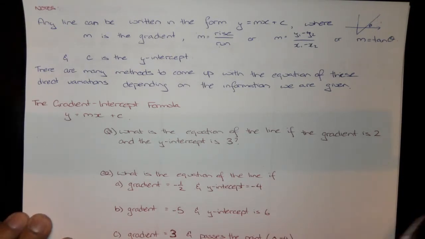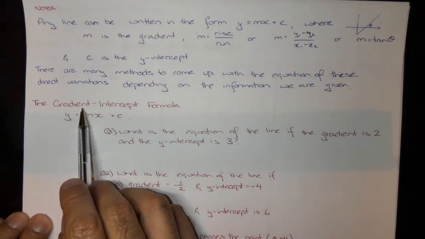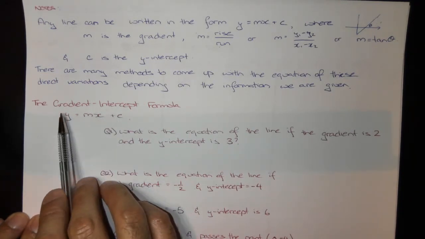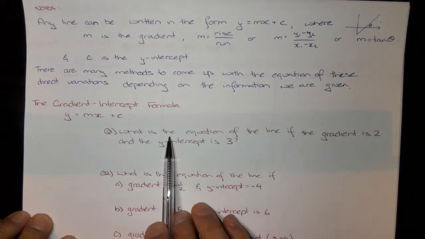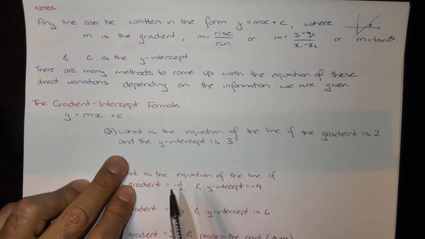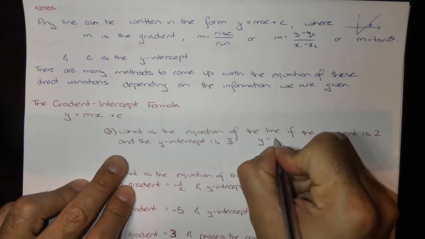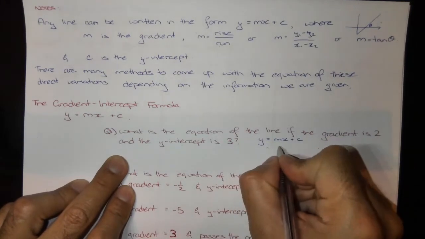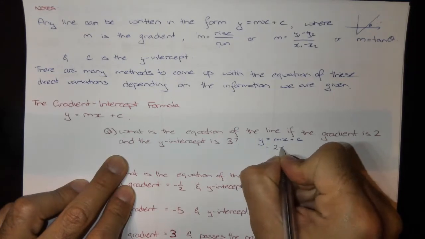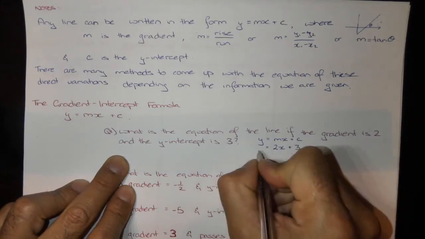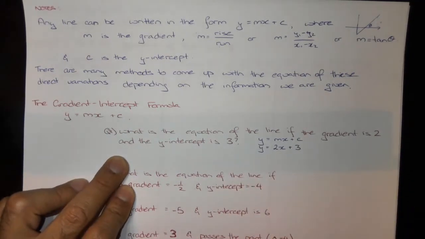So for example, we're going to use the gradient intercept formula. So here we're going to be given the gradient and we're going to be given the intercept. Okay, so knowing this, we can basically just plug it into this formula. So what is the equation of the line if the gradient is 2 and the y-intercept is 3? So the formula is y equals mx plus c. The gradient is 2, so where I see m, I replace that with 2. And the y-intercept is 3, positive 3, so wherever I see c, I put 3. So the equation is y equals 2x plus 3.